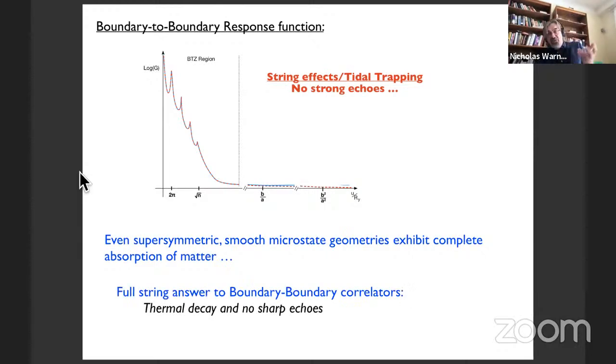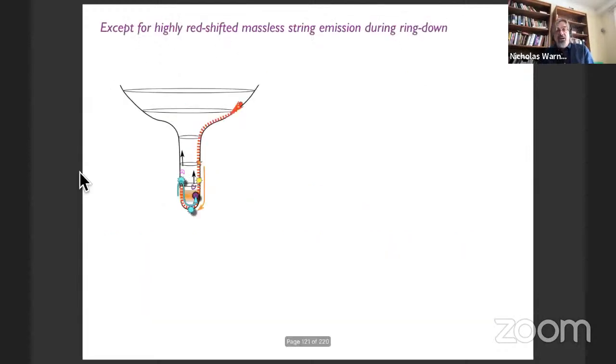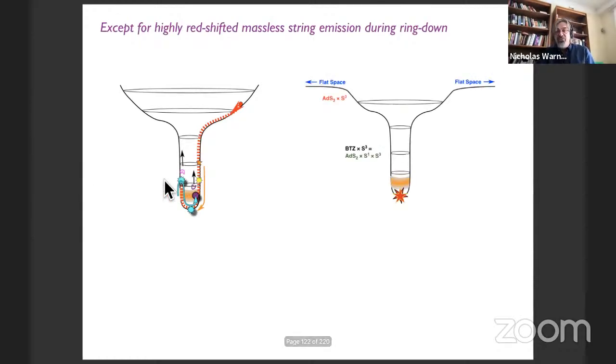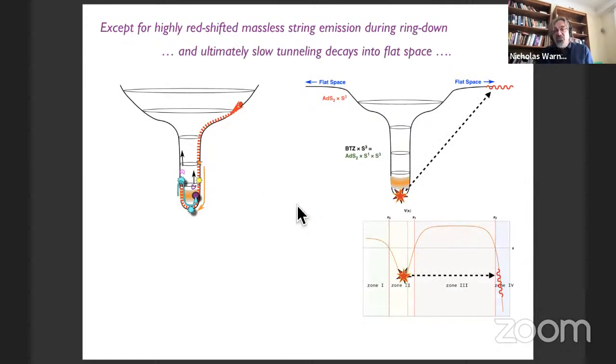And so the full answer to the boundary correlators is that there's thermal decay and there aren't any echoes. It just gets absorbed. Okay, except, as I say, for these possibly tiny weak string emissions. And also the other thing that we now know how to do, which I want to advertise again, is that once you've got an excited string at the bottom of this thing, there's a chance that you can figure out how to do the tunnel into flat space by these kinds of WKB techniques.